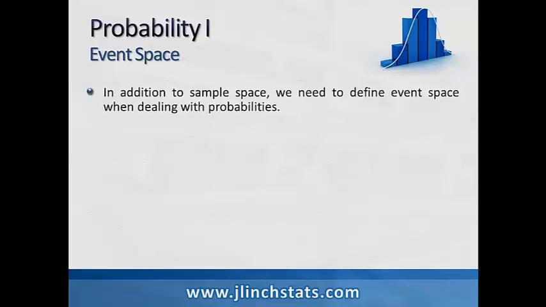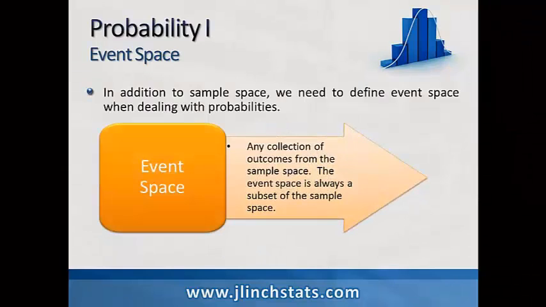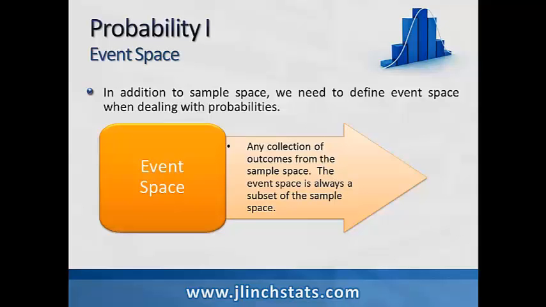In addition to sample space, we need to define event space when dealing with probabilities. Now an event space is any collection of outcomes from the sample space. The event space is always a subset of the sample space. So an event space is basically defined by our event or a probability and what we want to achieve out of the entire sample space. So the event space is a subset of the sample space itself.